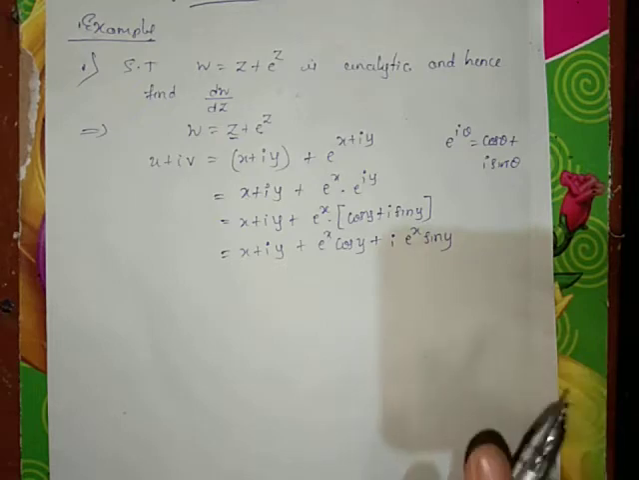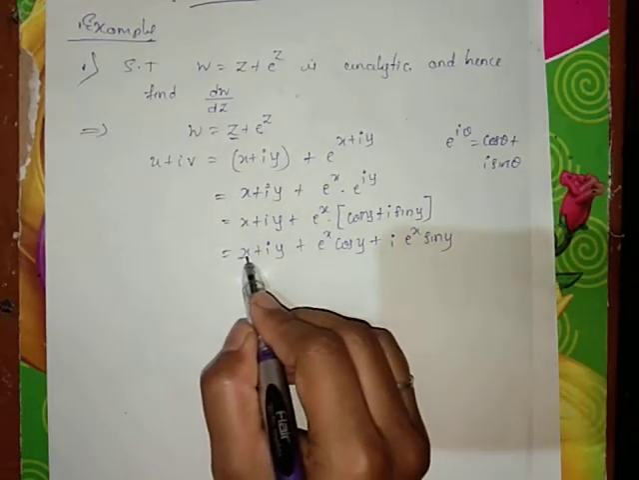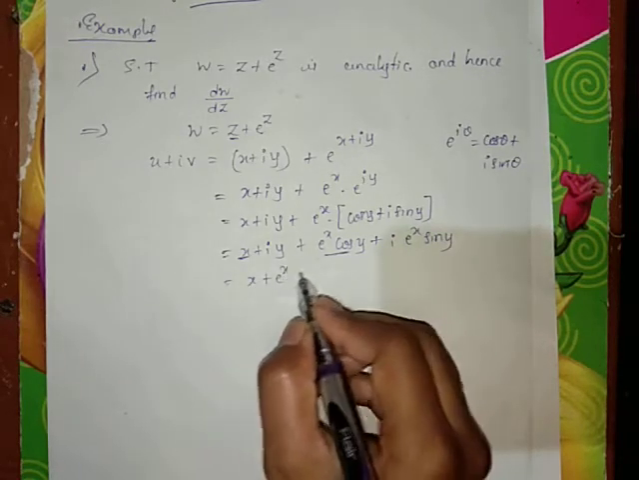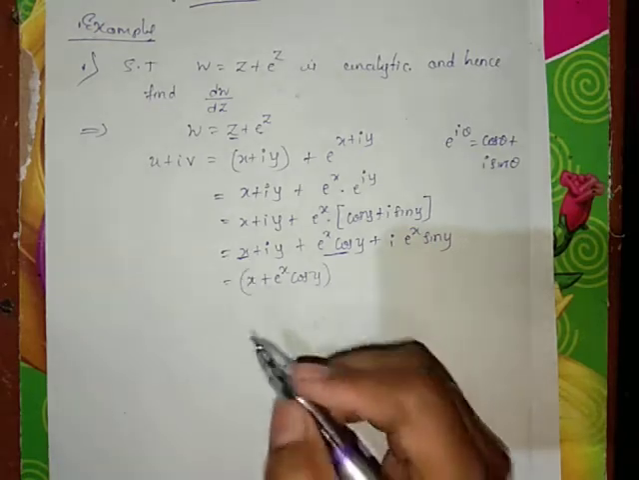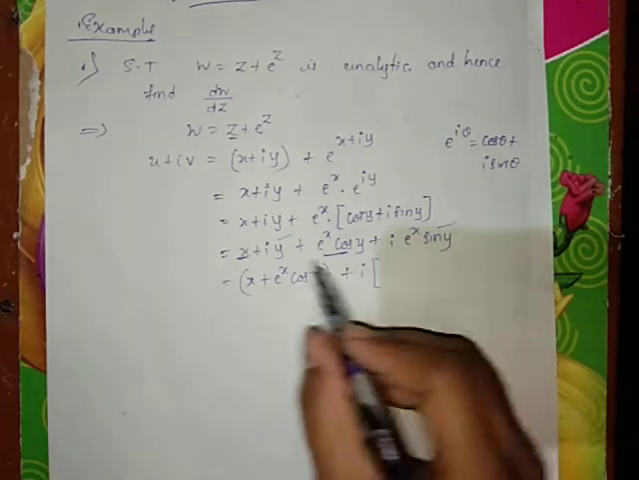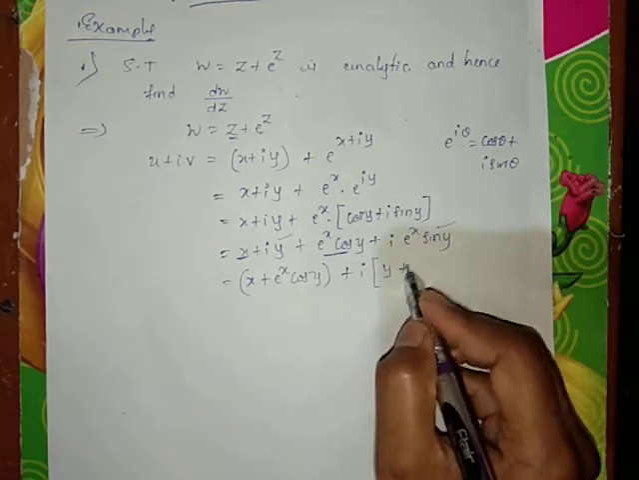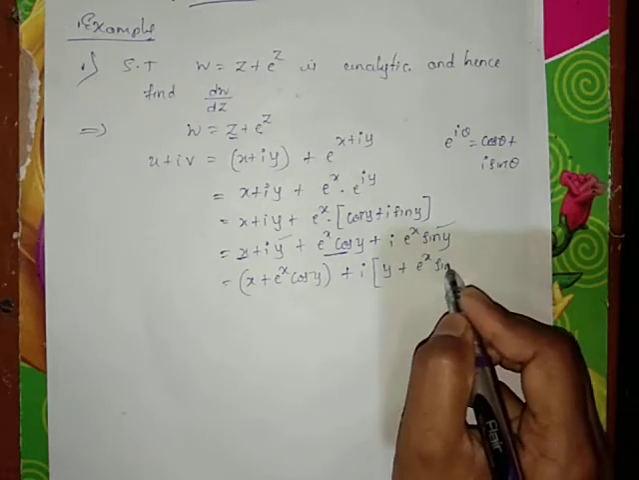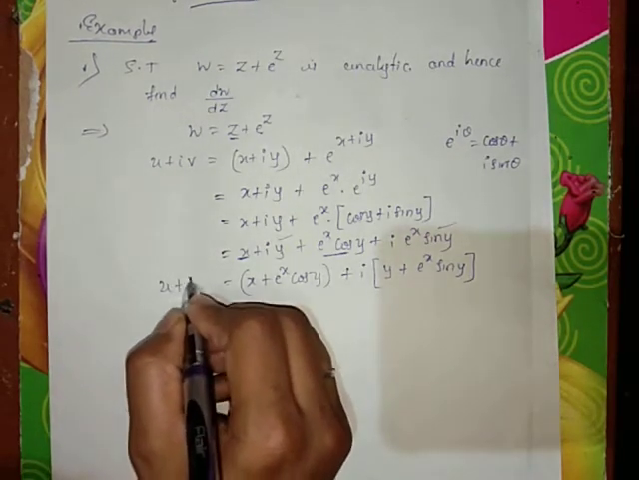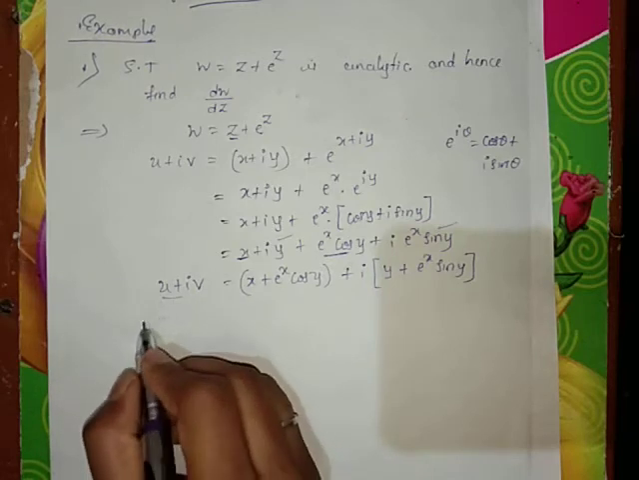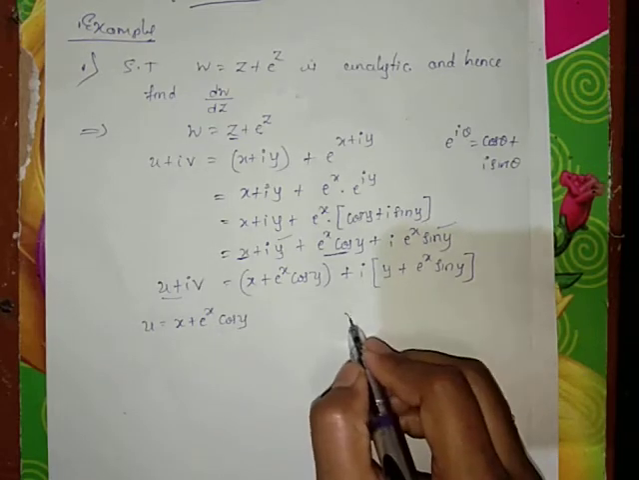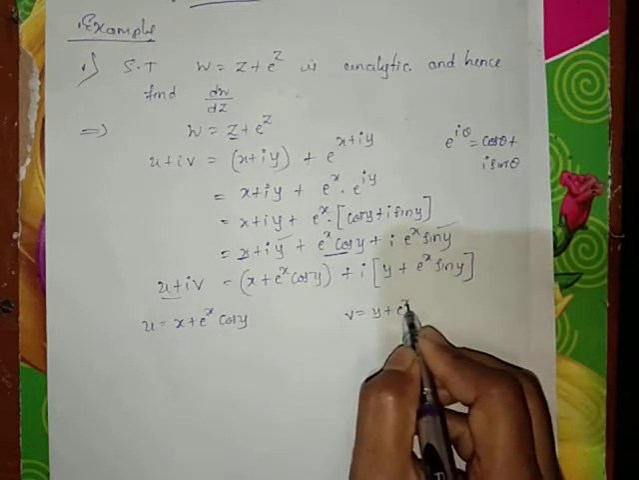Now we have to make the separation of real and imaginary parts. This one is real and this one is real, so write them on one side: x plus e raised to x cos y. These two are imaginary terms, take i as common. The remaining function is y plus e raised to x sin y. Now I have made the separation of real and imaginary terms. Compare it with your LHS: u equal to x plus e raised to x cos y, v equal to y plus e raised to x sin y.